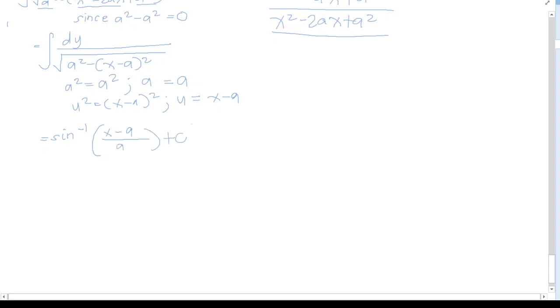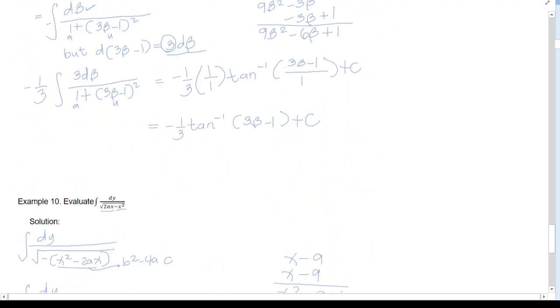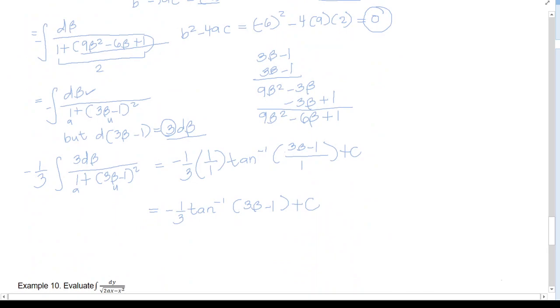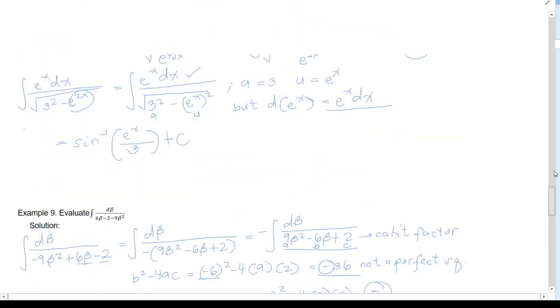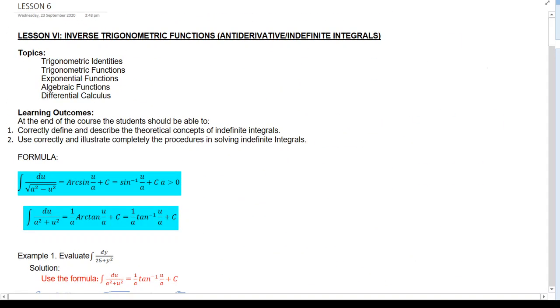So that is our final example for the inverse trigonometric function. That ends our discussion for lesson 6.